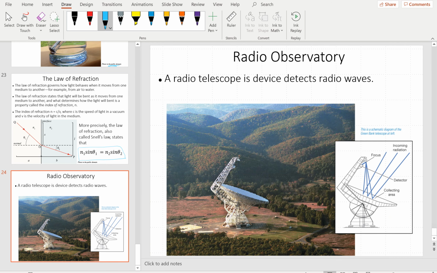The last slide I have here is just an example of what we call a radio telescope. Not all telescopes have to be in the visible part of the spectrum. You can have a telescope that absorbs radio waves or X-rays or gamma rays. This is a particular example of a radio telescope that is designed to observe radio waves. Right? So it doesn't have to be in the visible part of the spectrum.